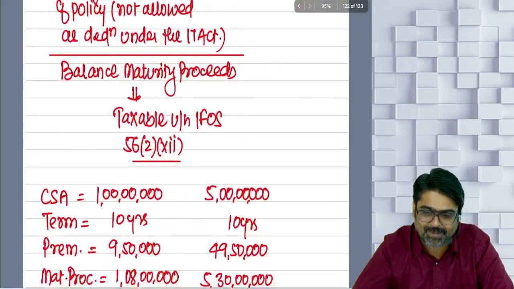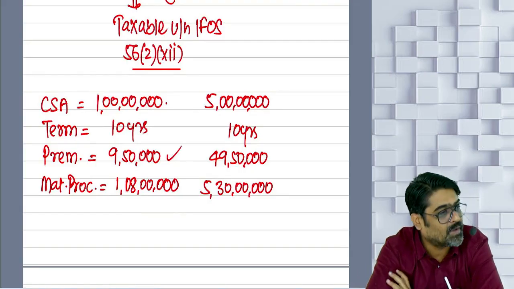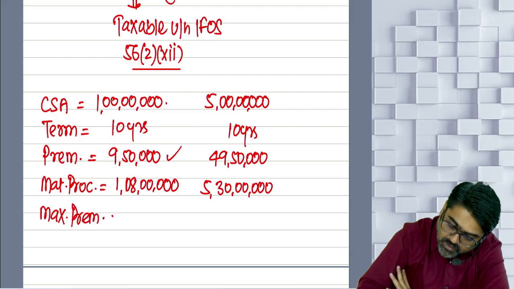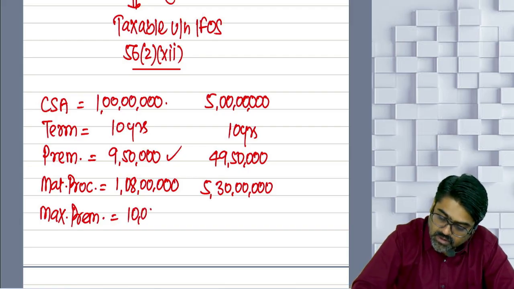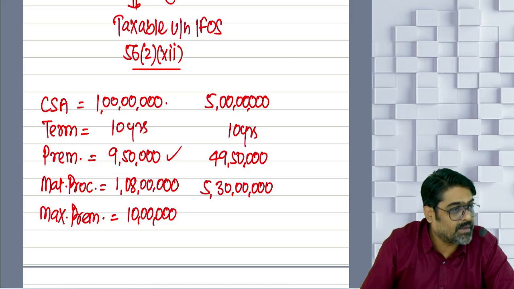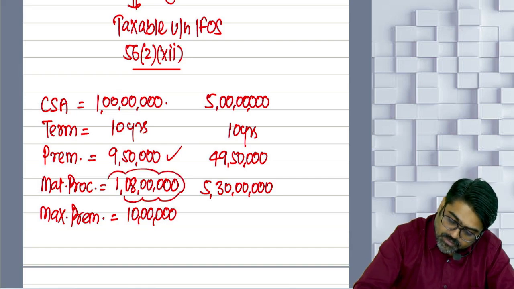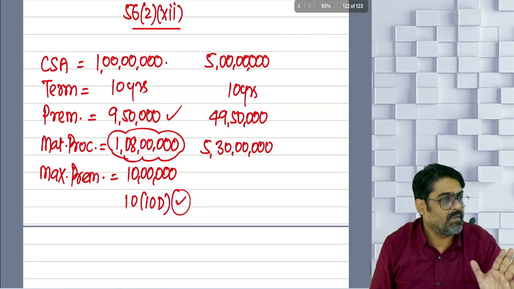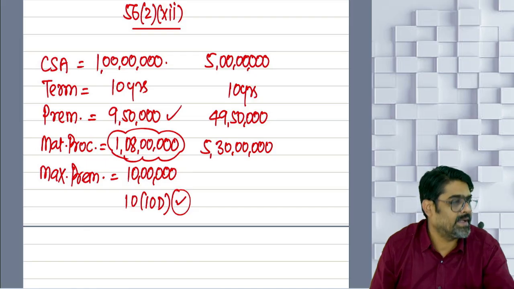Understanding? So now tell me, for this policy, how much is the premium? Within 10% only. So maximum premium on this policy should be 10 lakhs. Are you paying the premium within the limit? Yes. So this was exempt. Entire maturity proceeds used to be exempt. And in that maturity proceeds, how much was your return? Over and above 95 lakhs, that entire 13 lakh used to get exempted.